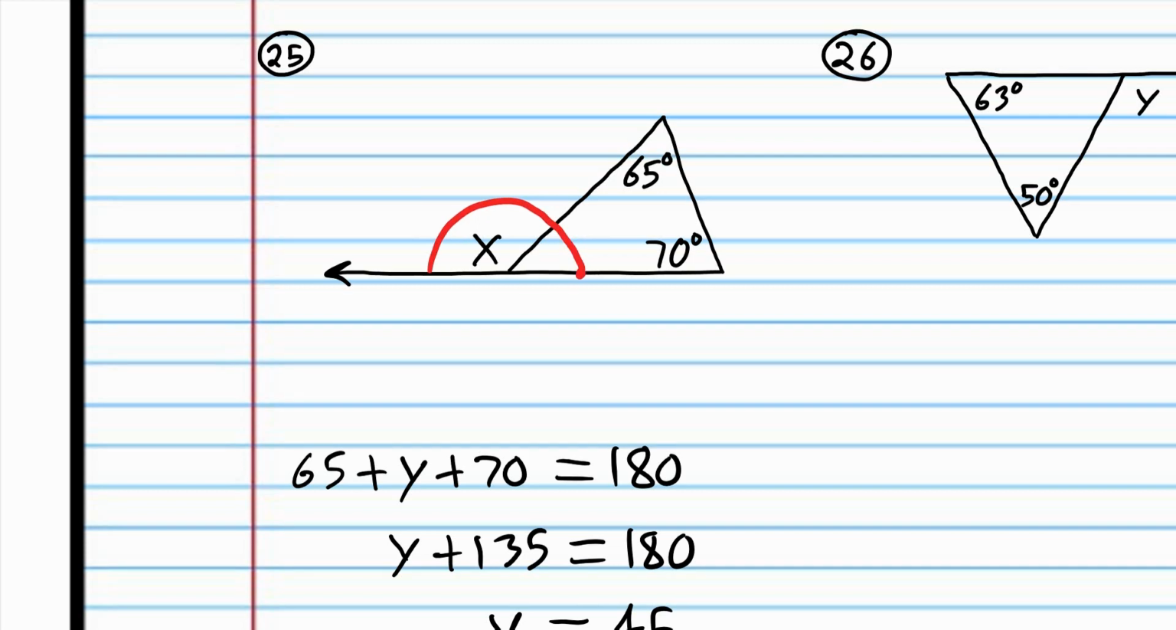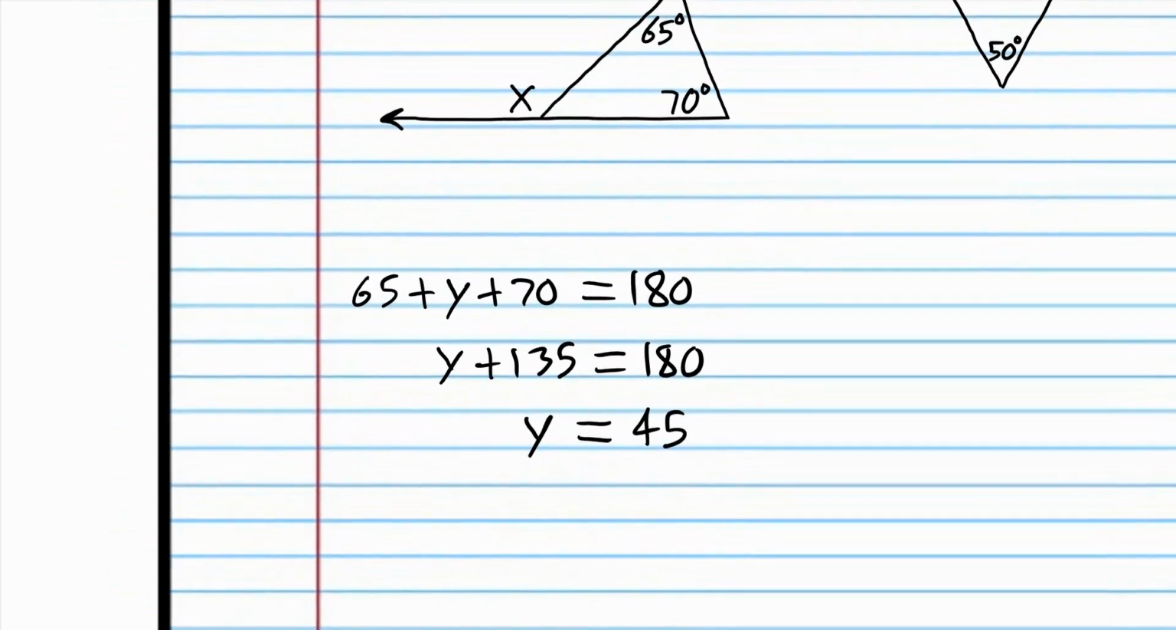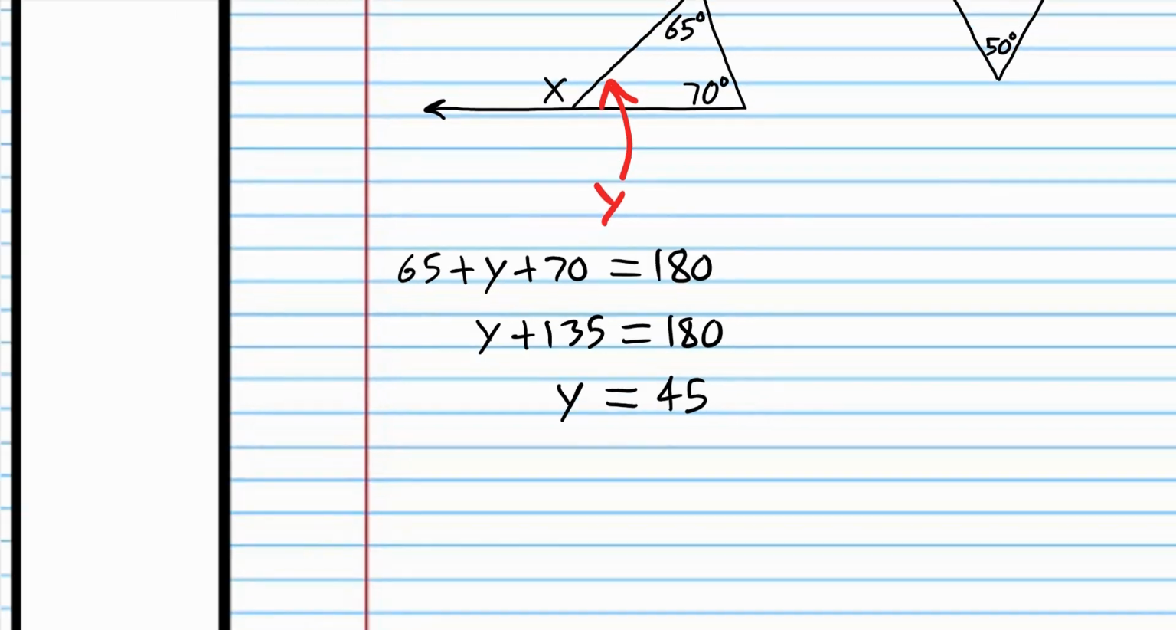Well, you can use all the fancy terms if you want, but you can see that this is just a straight line here. This one plus this one makes a straight line. So that's a straight angle when you combine those two angles. So that means that y and x are a linear pair.